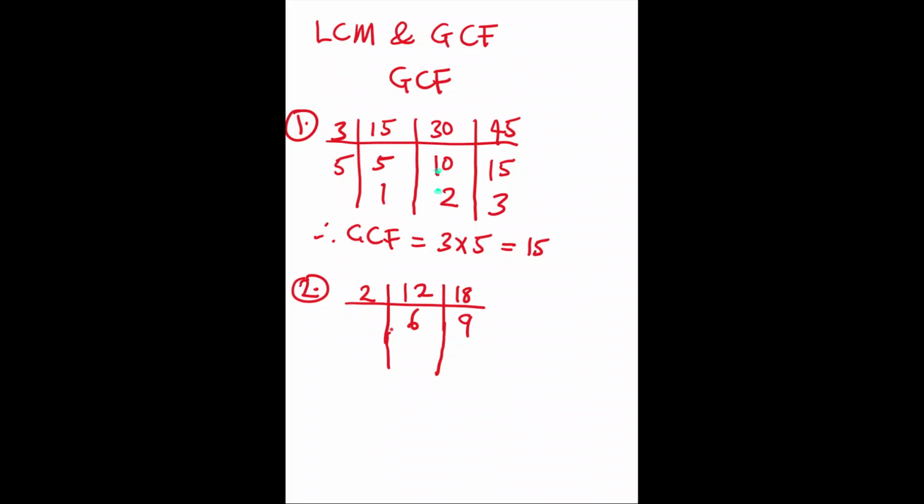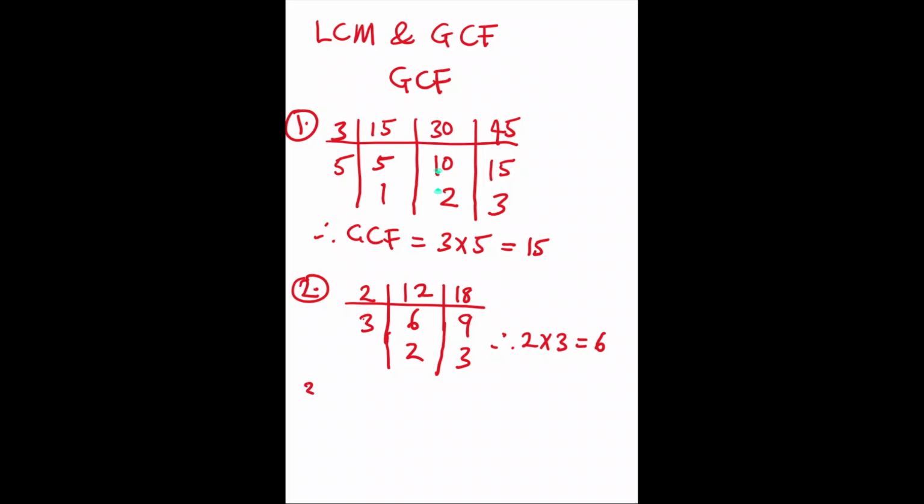Okay? So we can't use 2 anymore. 2 will divide 6, but 2 will not divide 9 evenly. So we go to the next number, which is 3. 3 will divide these two numbers easily. So 6 divided by 3 is 2, and 9 divided by 3 is 3. Okay. So now we have 2 prime numbers. We are not going to divide any further. So the GCF for this one will be 2 times 3. So the GCF or the HCF is 6.